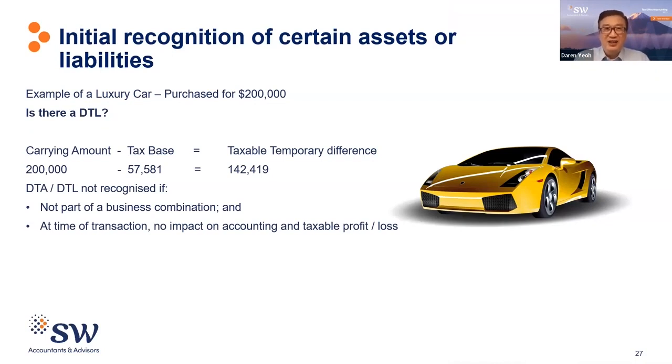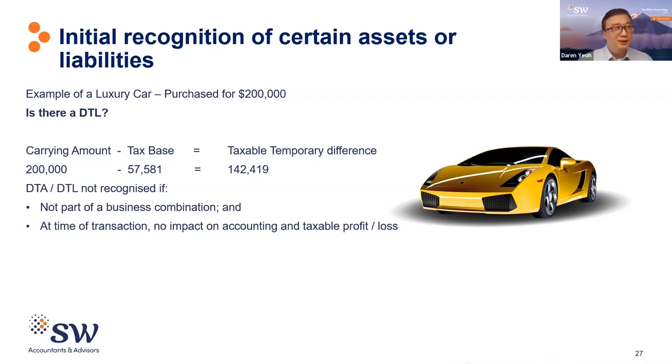You acquire a luxury car for 200,000, and the tax base of a depreciating asset, as I mentioned, will equal the tax written down value. And cars are subjected to a car limit. I have 57,581 there. That number has changed. The difference between the 257 is 142,000. So by virtue of buying that luxury car, you have triggered a taxable difference of 142,000. The question is, do you need to recognize a deferred tax liability on that taxable temporary difference?